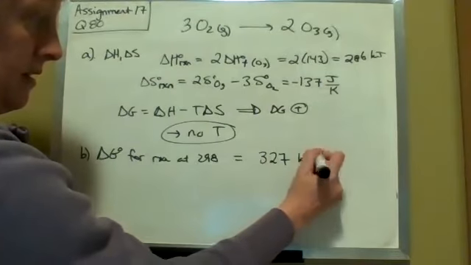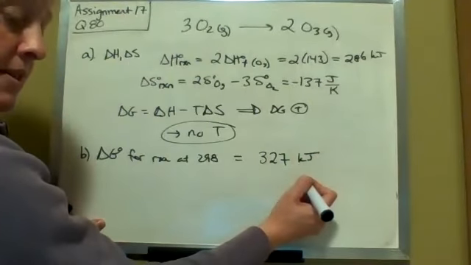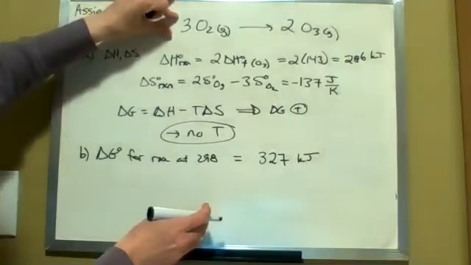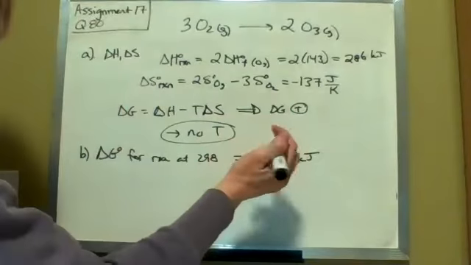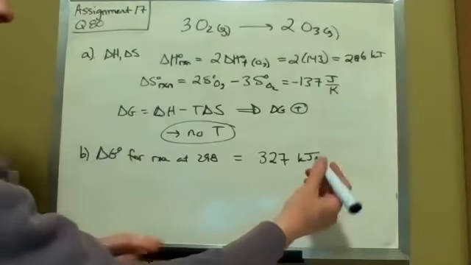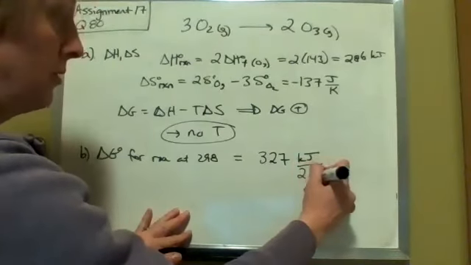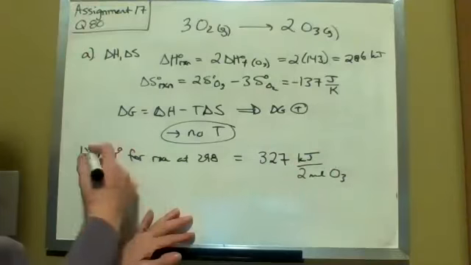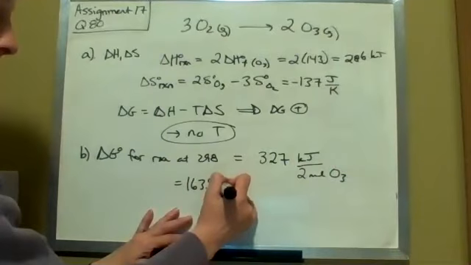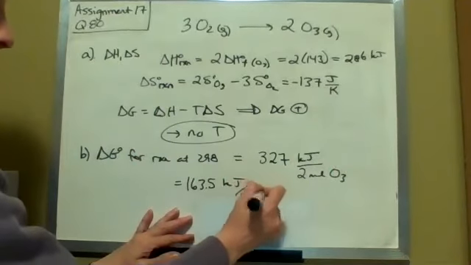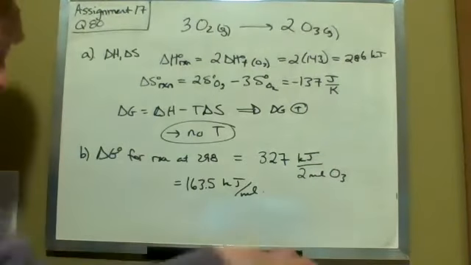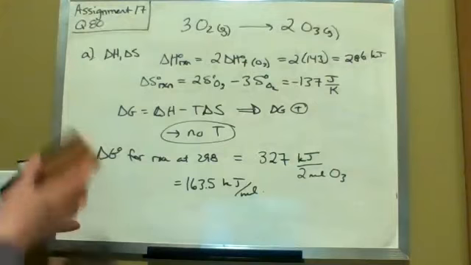327 kilojoules. Now this is for the reaction the way it's written, but the question is asking for the formation of ozone. So you're going to have to assume 1 mole. This is kilojoules per 2 moles of ozone. So the actual answer is going to be 163.5 kilojoules per mole.